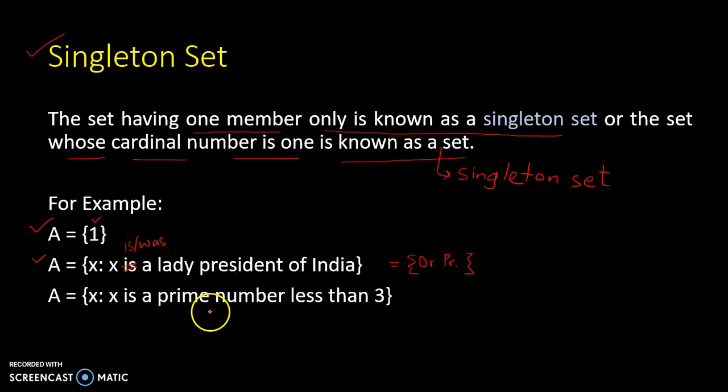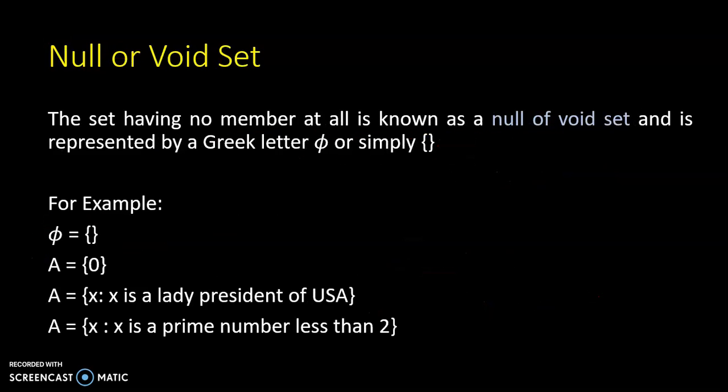{x : x is a prime number less than 3}. So if I see how the members of this set can be listed, 2 is the only prime number which is less than 3. So how many elements are there? How many members are in this set? 1. So the cardinal number here is also 1. So cardinal number of A is 1 here, and here also the cardinal number of A is 1. Therefore all these 3 are examples of a singleton set.